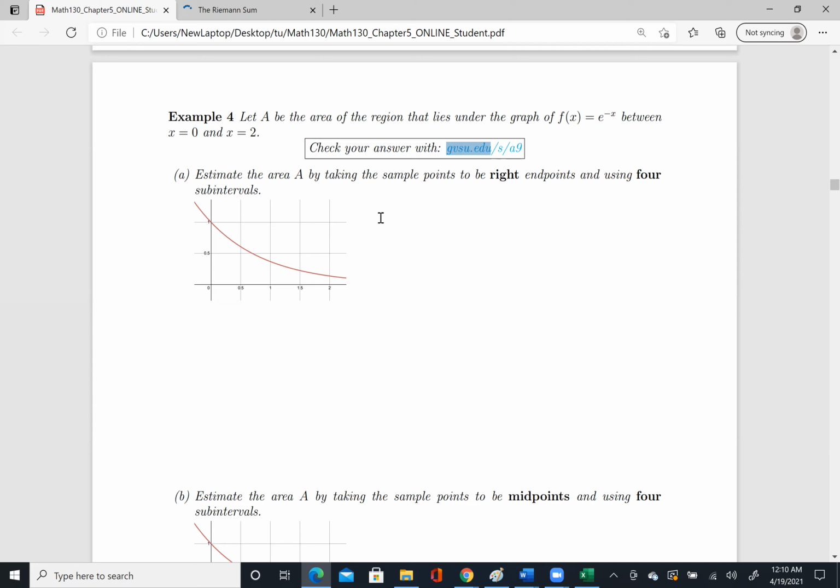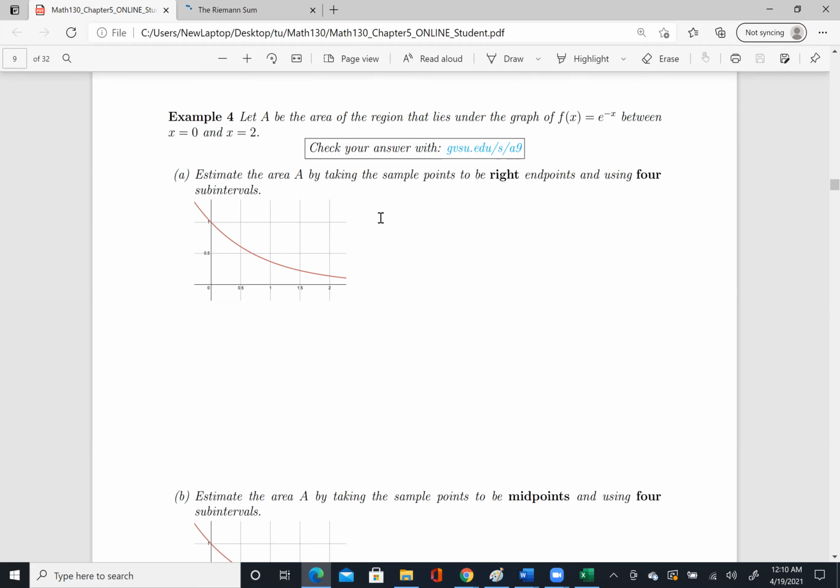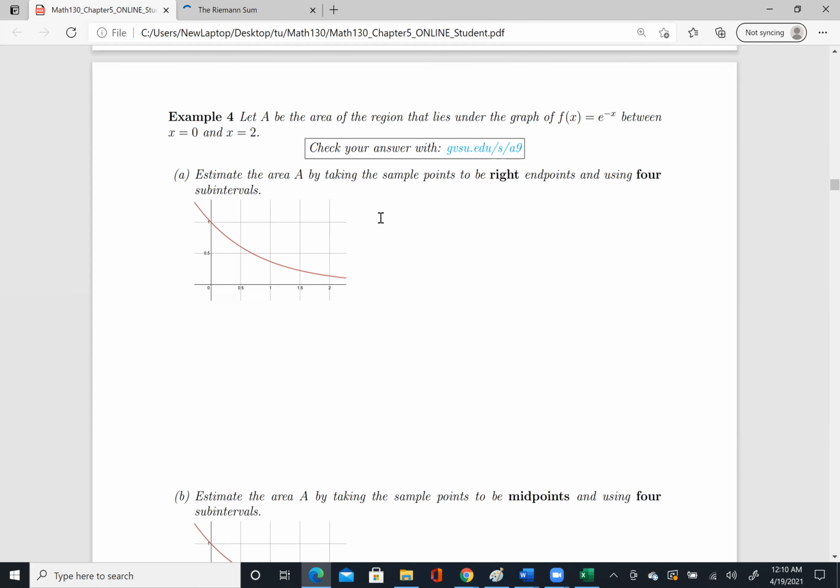Let A be the area of the region that lies under the graph of f(x) equals e to the negative x between x equals 0 and x equals 2. So in here, we're going to estimate the area A by taking the sample point to be the right endpoint and using 4 subintervals. So we use 4 subintervals from 0 to 2, right?